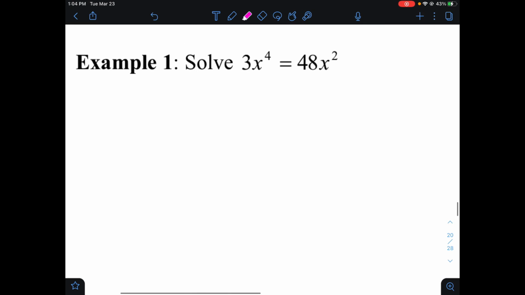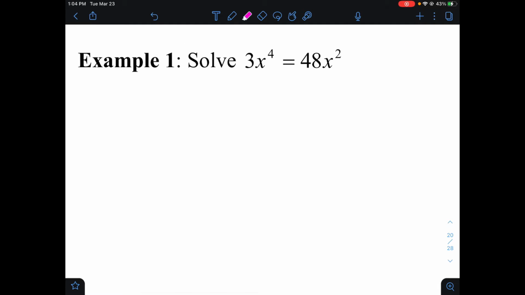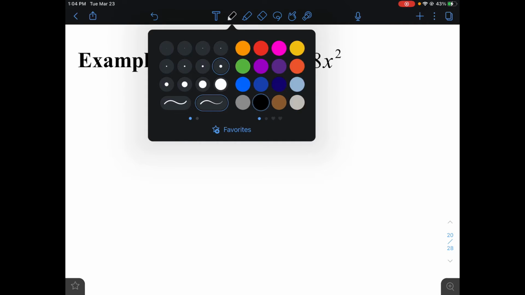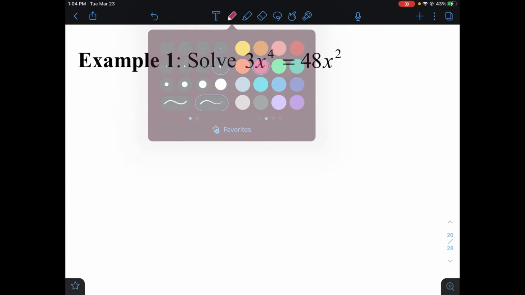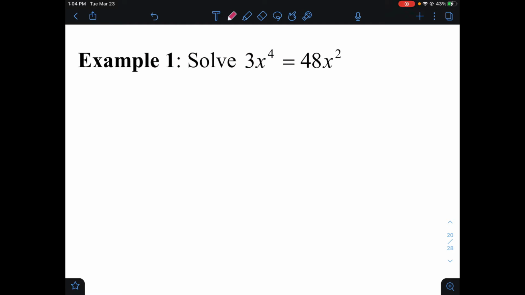It says to solve 3x to the fourth equals 48x squared. Anytime we see that there is more than one x in an equation, we know to get all of the x's to one side. So let's go ahead and do that. Since x to the fourth is on the left-hand side, we are going to move everything to the left-hand side.